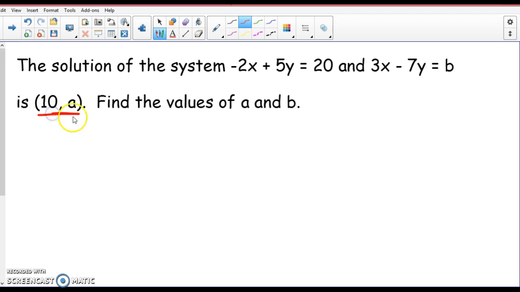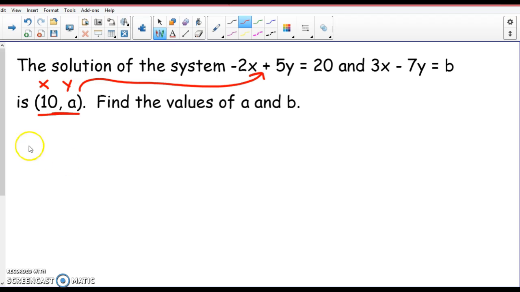I'm going to start by taking this solution and substituting it in to the first equation. Why did I choose the first equation? Because this is what x is and this is what y is. And if I substitute 10 and a in for x and y, I will have an equation that is only going to have an a in it. I can then solve for a.